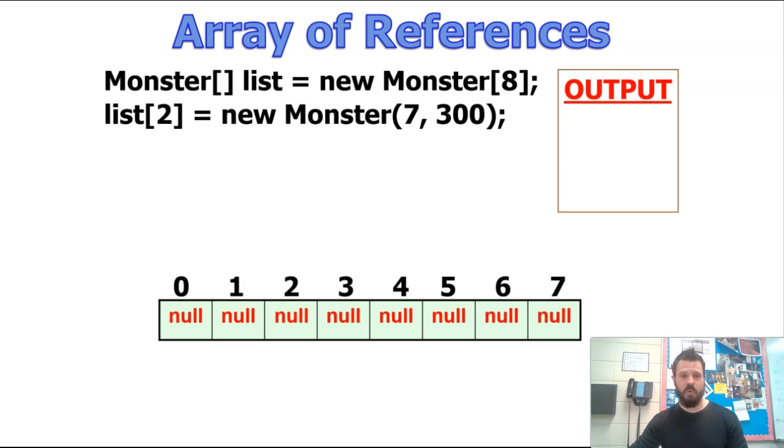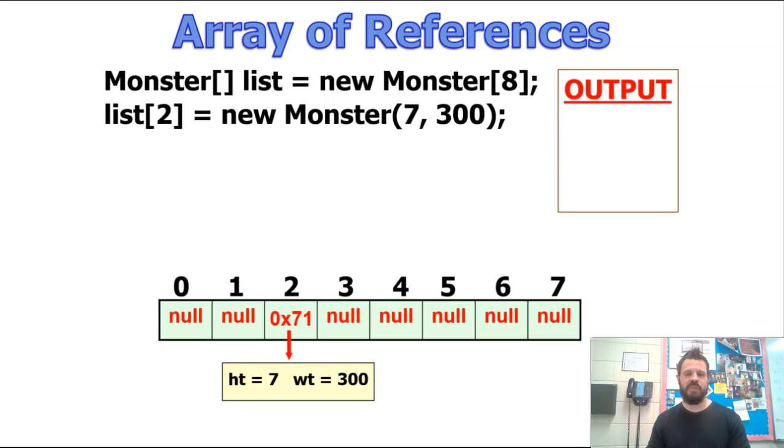So if I run some more code then, let's say I say list at index 2 equals a new monster with size 7 feet high and 300 for a weight. What that's going to do is remove the null pointer in space 2, and fill it with a reference variable holding an address to that actual object, so a pointer to that object.